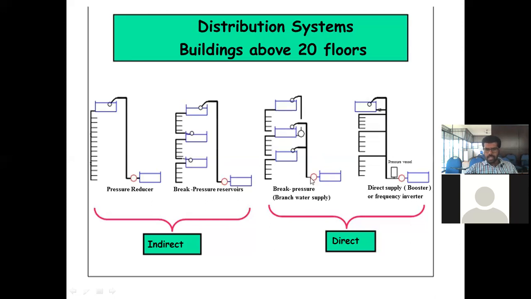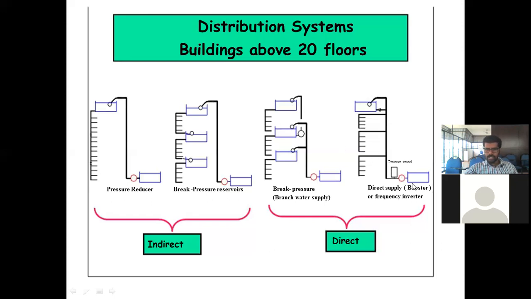The water from this pump, from this tank, is pumped to this tank, as well as this tank. With the help of another pump, we can pump it to the overhead tank on the top floor. Okay. So that is one system.